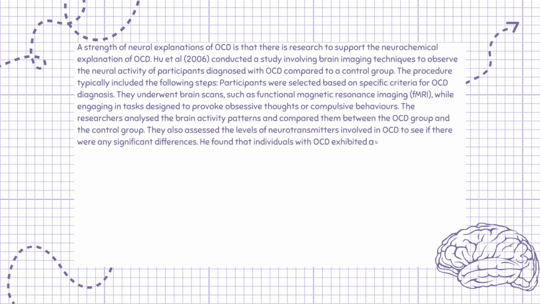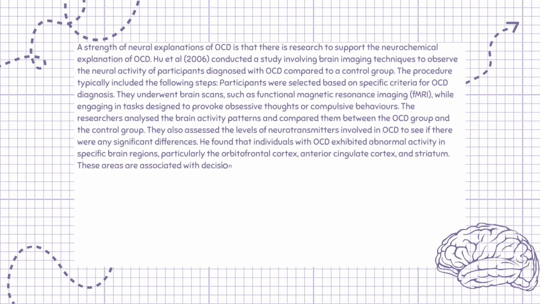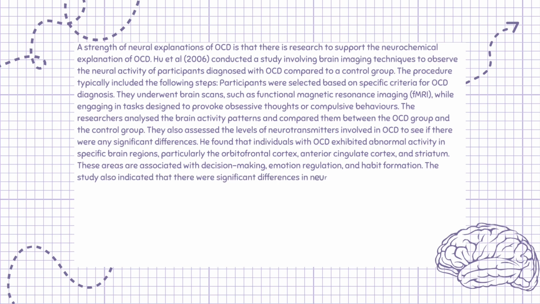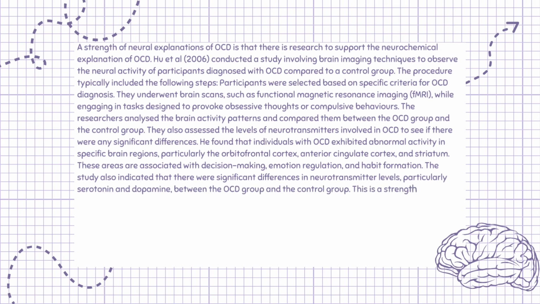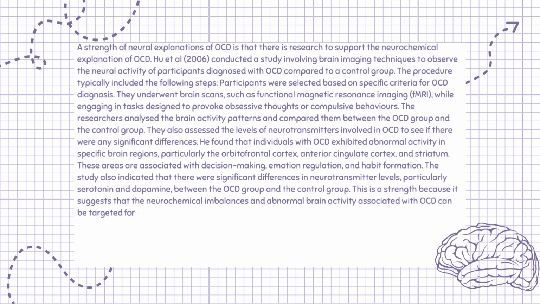He found that individuals with OCD exhibited abnormal activity in specific brain regions, particularly the orbitofrontal cortex, anterior cingulate cortex, and striatum. These areas are associated with decision-making, emotion regulation, and habit formation. The study also indicated that there were significant differences in neurotransmitter levels, particularly serotonin and dopamine, between the OCD group and the control group. This is a strength because it suggests that the neurochemical imbalances and abnormal brain activity associated with OCD can be targeted for treatment.